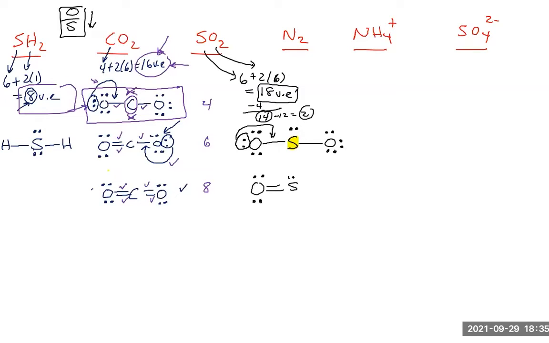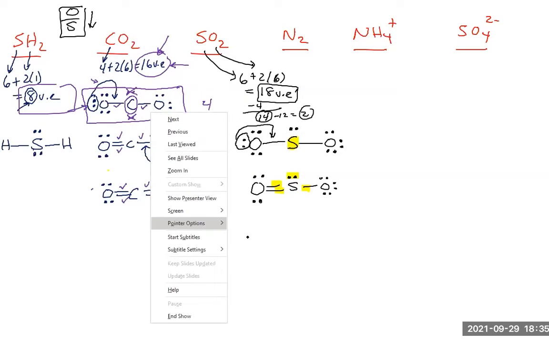Our sulfur and our oxygen. Now, when we look at it, we still have 18 electrons. The sulfur in the middle has now reached 8. 2, 4, 6, and 8 is now good. And the oxygen on the left there also has 8. And this would be a correct structure for SO2.